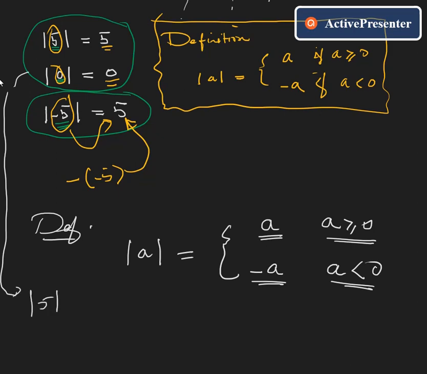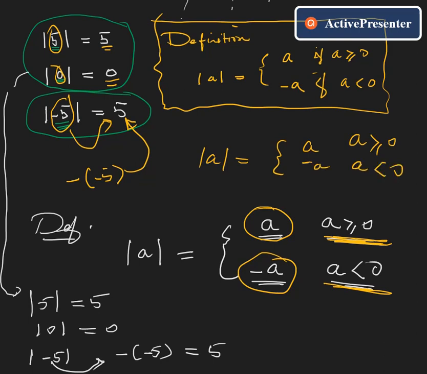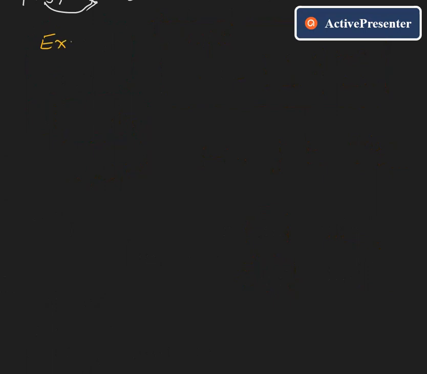If A is positive, it remains the same. If A is 0, it remains the same. If A is negative, we take the negative of it, which is negative of minus 5. Then the answer is 5. So it is negative A when A is negative, and it remains the same if A is positive or 0. That's it. Again, the absolute value of A is A if A is greater than or equal to 0, negative A if A is less than 0. That's it. Let's take an example to understand.